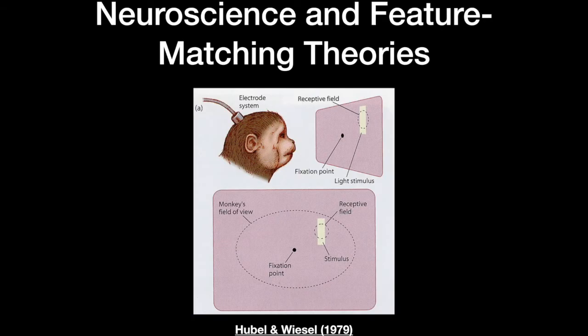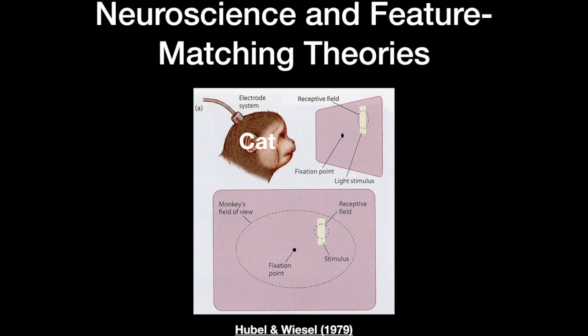So a few slides ago, we discussed feature matching theories. Now there is a study in neuroscience to back up these theories. David Hubel and Torsten Wiesel discovered that cells in our visual cortex become activated only when they detect the sensation of line segments of particular orientations. In other words, there are brain cells that are activated only for certain orientations.